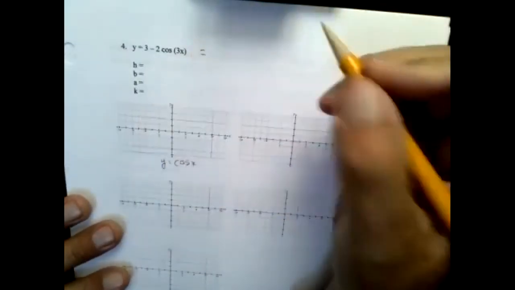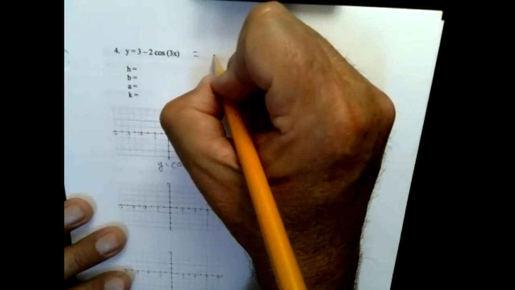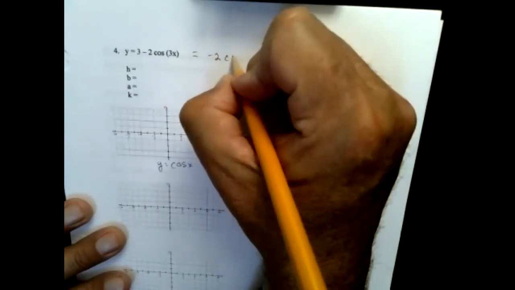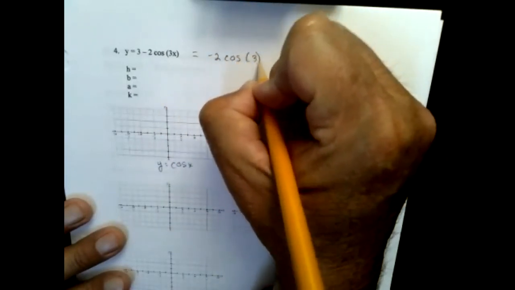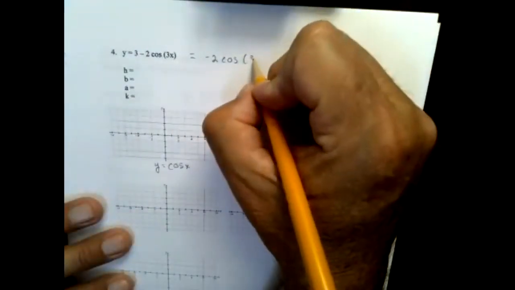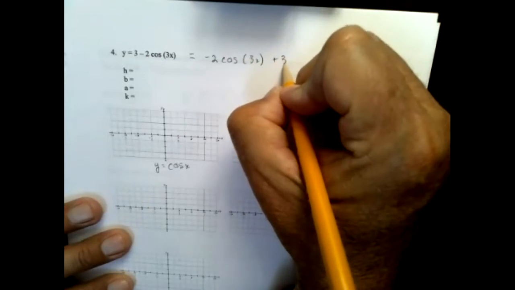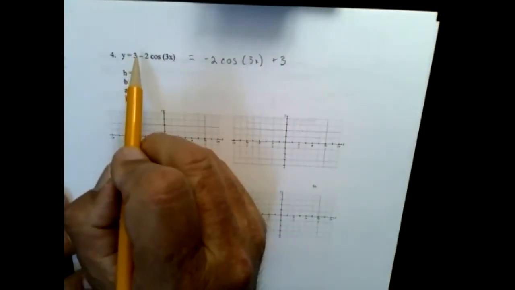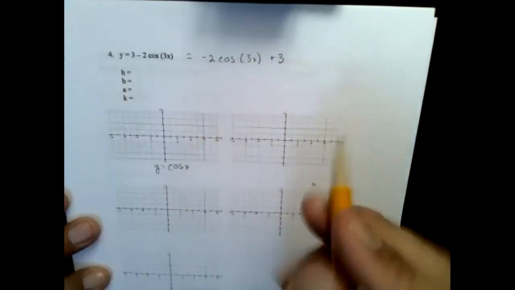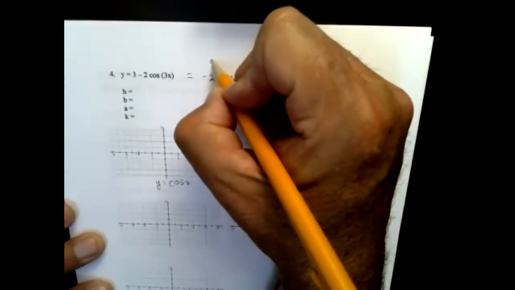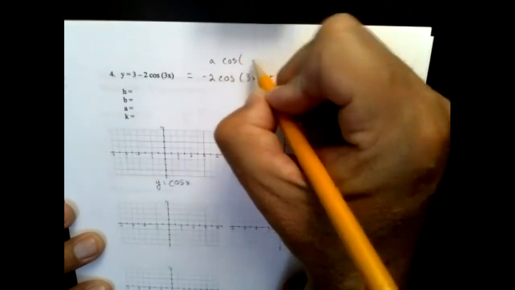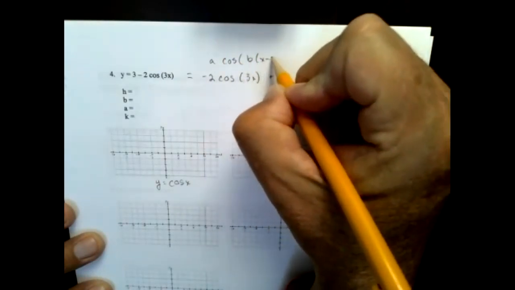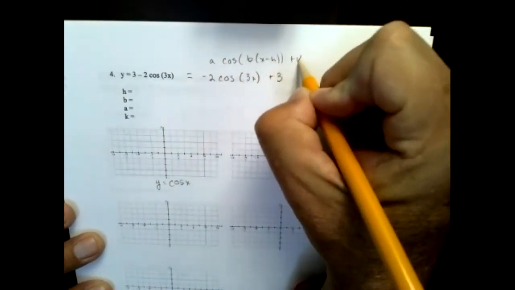One of the things with this problem, I don't want anyone to panic, but this is the same as -2 cosine of 3x plus 3. The book will sometimes give you the K here. I like to write it this way. So now I have A cosine of B, x minus h plus K kind of deal.